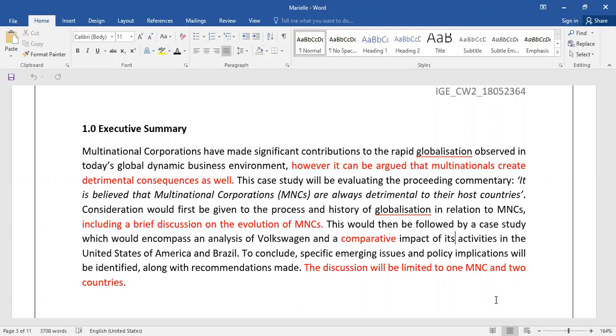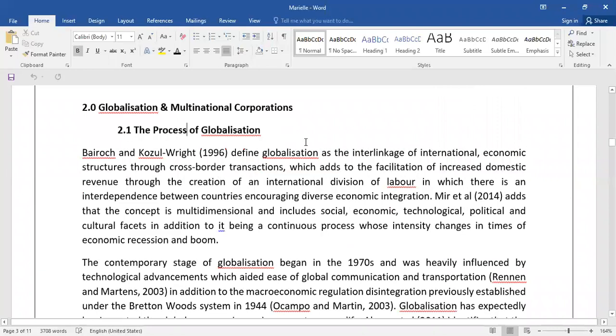Great, if you're seeing Marielle's work as your new screen, just somebody please indicate yes so I can continue. Just confirm that you're seeing the executive summary in red and black. Nice, thanks Ramona. Okay, we have concluded the executive summary. Let's move on to the next section, globalization and multinationals.